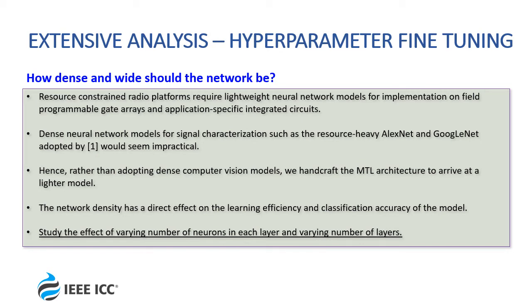Dense neural network models for signal characterization, such as resource-heavy AlexNet and GoogleNet that were adopted by the authors of Reference 1, would seem impractical for support on such constrained computational platforms. Hence, rather than adopting dense computer vision models, we handcraft the MTL architecture to arrive at a lighter model. And additionally, the network density has a direct effect on the learning efficiency and classification accuracy of the model.